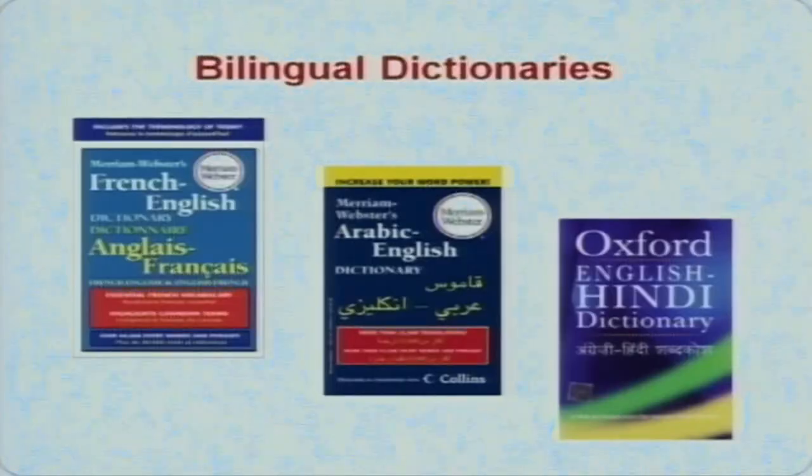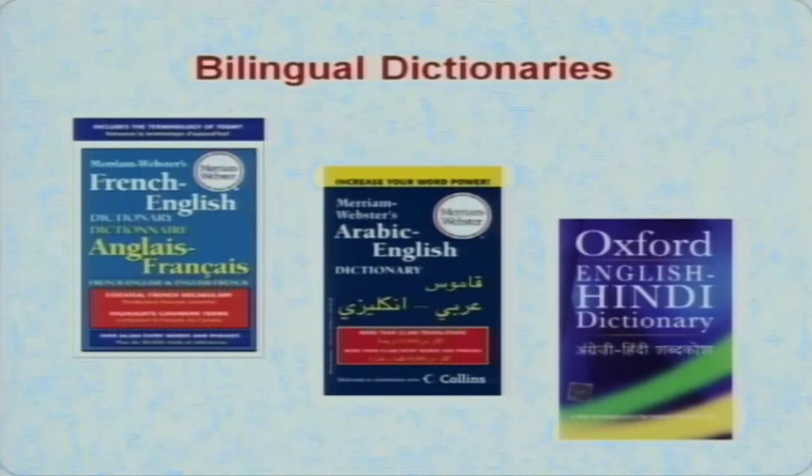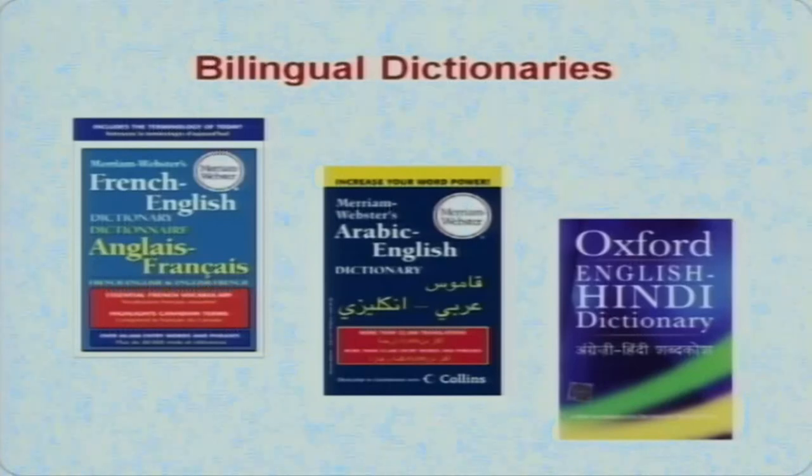Now, some of the bilingual dictionaries I have shown were French English dictionaries, and this is a bidirectional dictionary. You can see French to English, written in English form, as well as Anglais and Français, that means it is also available in that language as well. Similarly, Arabic to English dictionary conversion is available. Oxford publishes Hindi to English to Hindi dictionary, and so on. Several types of such translation dictionaries are available.